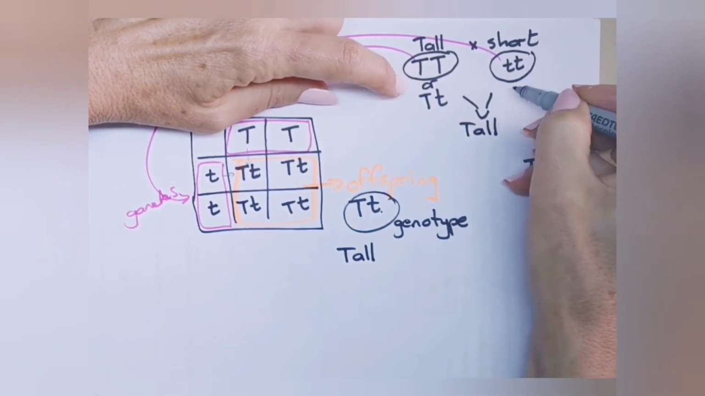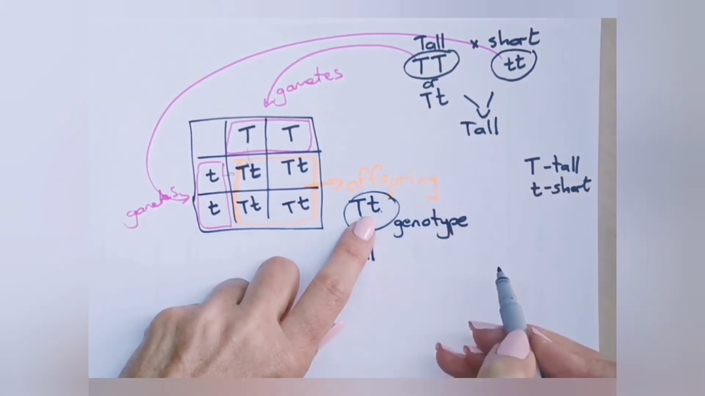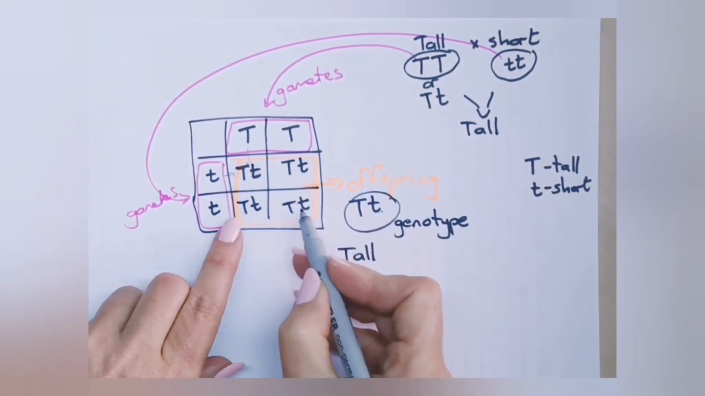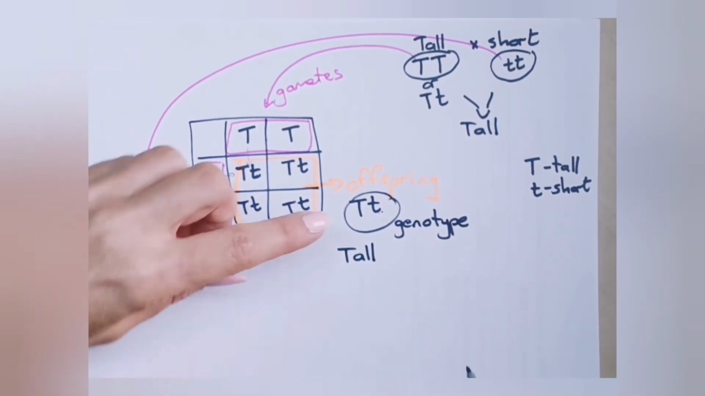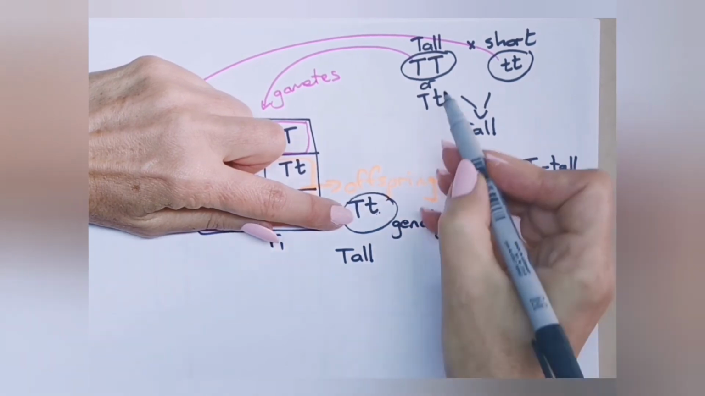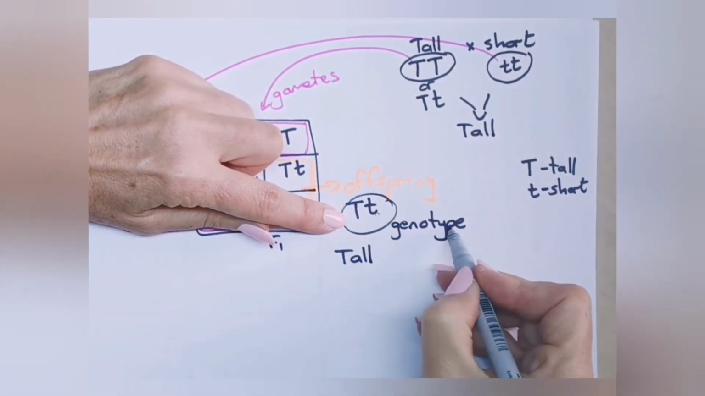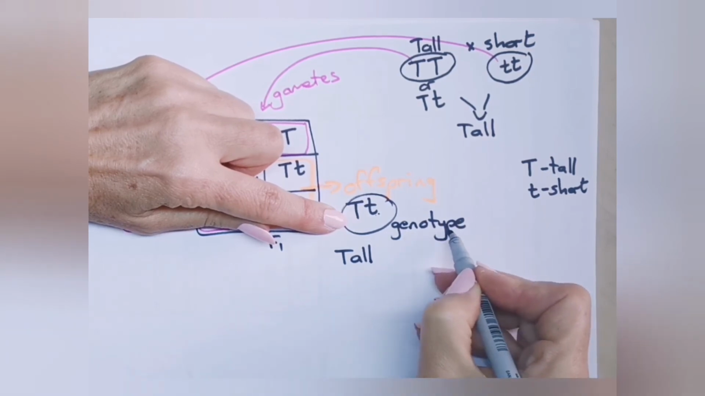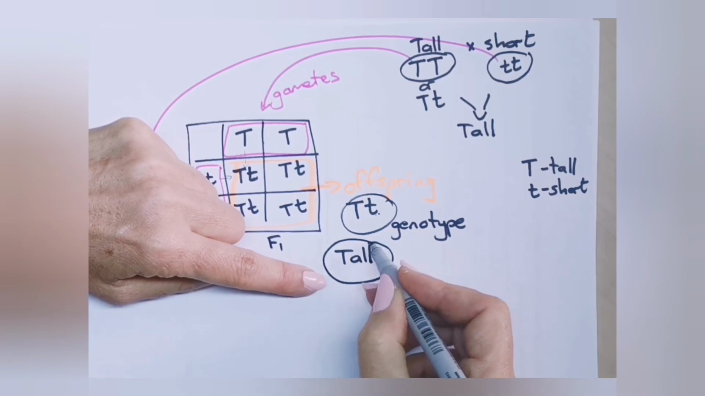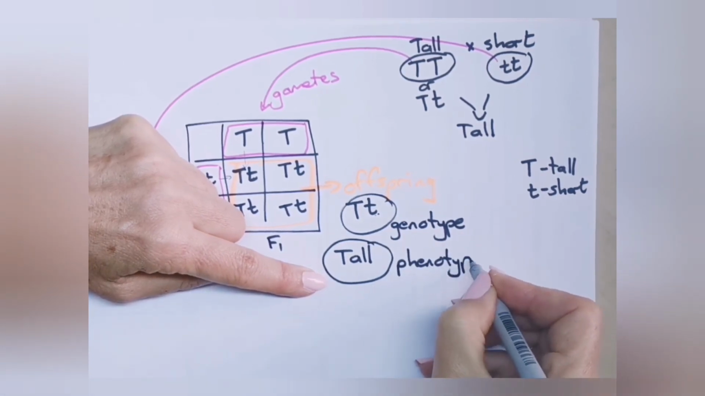The little t didn't disappear. It's just being carried over, and you'll see it in the grandchildren, but you don't see it in this first generation, which we call the F1 generation. So the big T, little t, or big T, little t, these symbols we call a plant's or an organism's genotype, what the genes look like. Whether it's tall or short is its phenotype, its physical appearance.